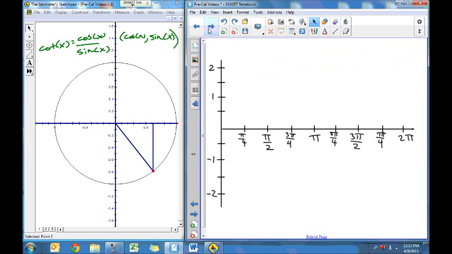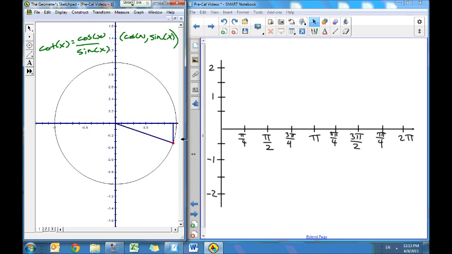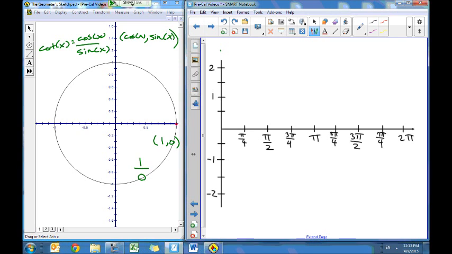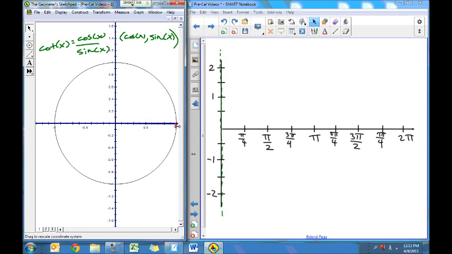Okay, so here's another graph. I will start again at 0. And at 0, the coordinates are 1, 0. And so if I divide now cosine over sine, I get 1 over 0, which is undefined. Okay, now that again means I'm going to have an asymptote along the y-axis. Okay, so I'm not sure what happens around that, but let's keep going.